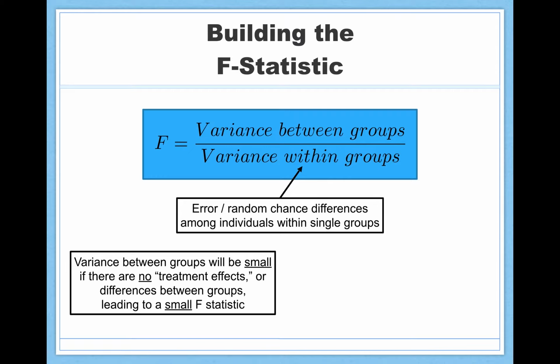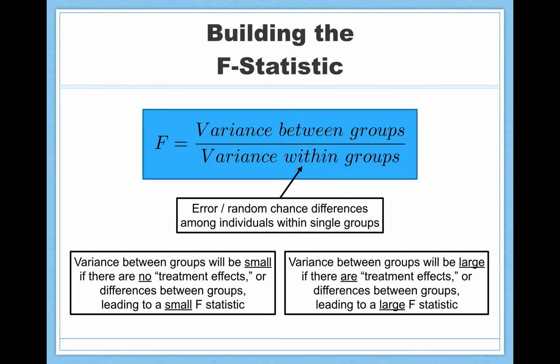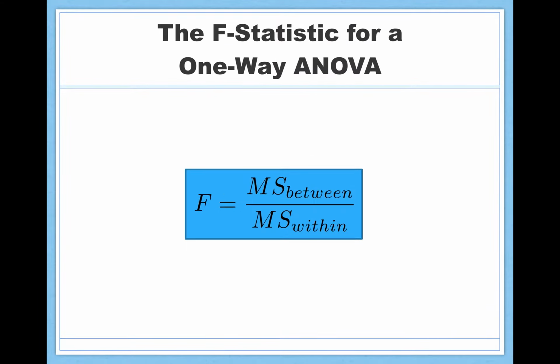So here's how you can interpret the F ratio overall. The variance between groups, which is our numerator, will be small if there are no treatment effects, if there are no differences between groups, leading to a small F statistic and therefore a non-significant p-value. Now, the variance between groups will be large if there are treatment effects or if there are differences between groups, leading to a large F statistic and a significant p-value. The p-value, of course, coming typically from statistical software.